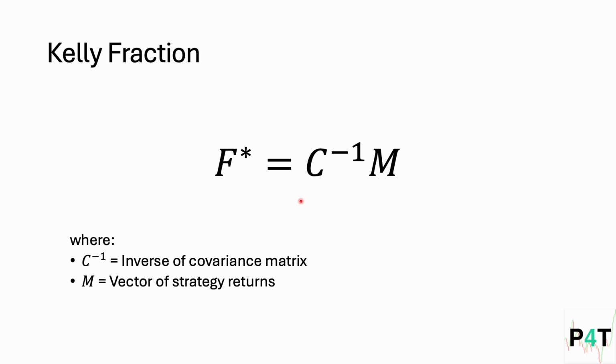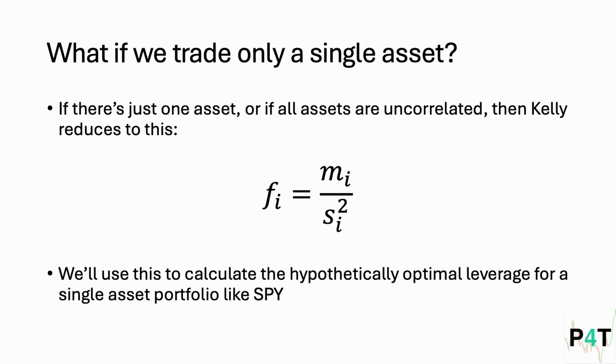Now, intuitively, we see that this strategy is going to weigh our allocations by the returns of the strategies while effectively adjusting for how volatile they are and how correlated they are to each other. Now, if we only want to trade a single asset, or if all of our assets are uncorrelated, then the Kelly fraction will reduce to an even simpler expression. Here, we say that our fractional allocation of an asset I is simply equal to the mean return of that asset divided by the standard deviation of that asset squared. And we'll use this expression to calculate the hypothetically optimal leverage for a single asset portfolio like SPY in an example.